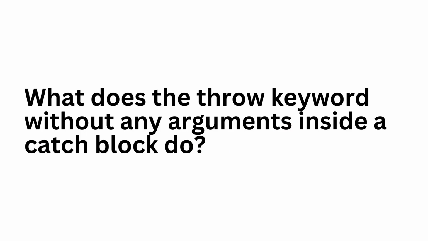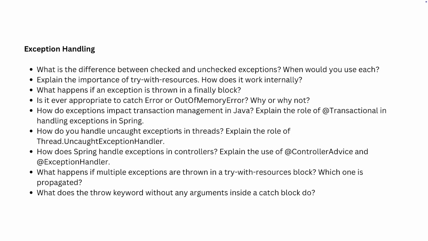Alright, now the last question: what does the throw keyword without any arguments inside a catch block do? This is basically to rethrow the exception that was caught in the catch block. The exception is rethrown as it is, without any modification or additional context. Alright, so we are now done with exception handling.